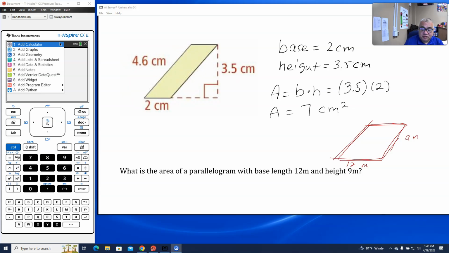So what you should have done is you should have multiplied 12 meters times the height, which in this case it's 9 meters. And so I'm going to write A equals, and we know it's going to be the base times the height. And this should be 12 times 9, which will be 108 meters squared.